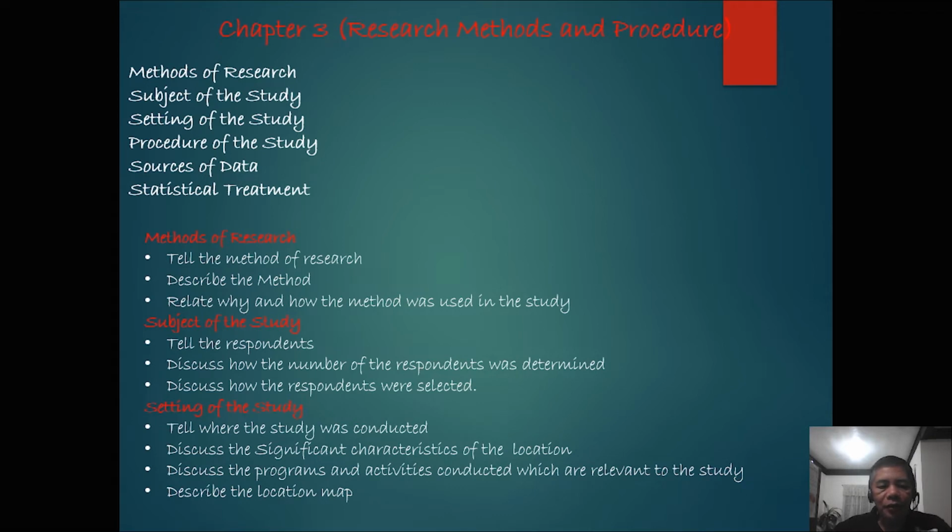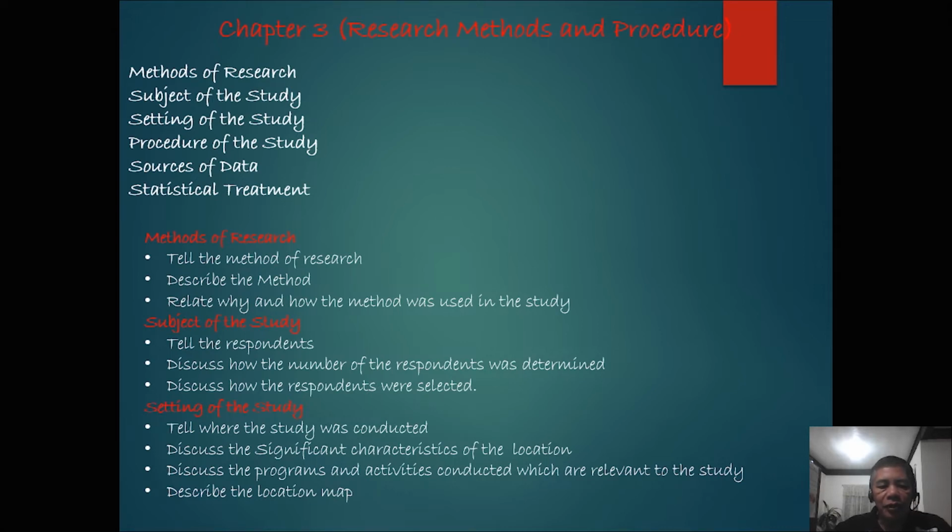Another thing that you need to discuss are the programs and activities conducted which are actually related or relevant to the study. And of course, the last one is you need to describe the location map. How can we go there? How can we go to that particular venue?